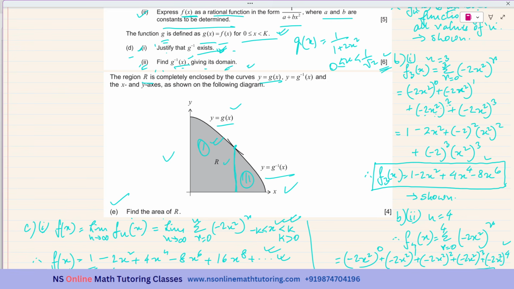And for region 2, it will be between g inverse of x and this value of x. We have to find the intersection point and this value of x. So we have to get the x-intercept of g inverse of x, and we have to get the intersection point of g of x and g inverse of x. We have already graphed g of x. We will be graphing this g inverse of x.